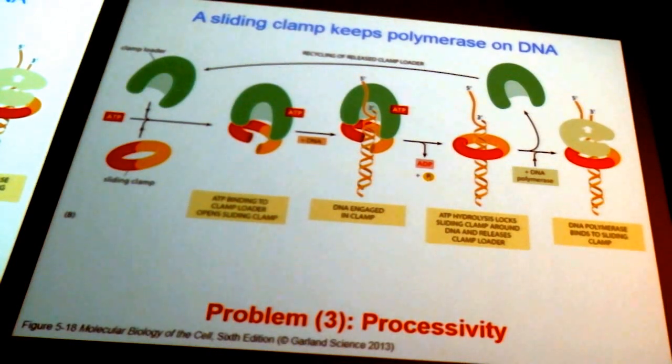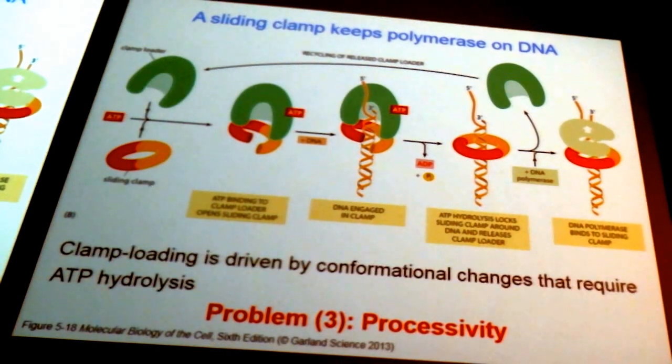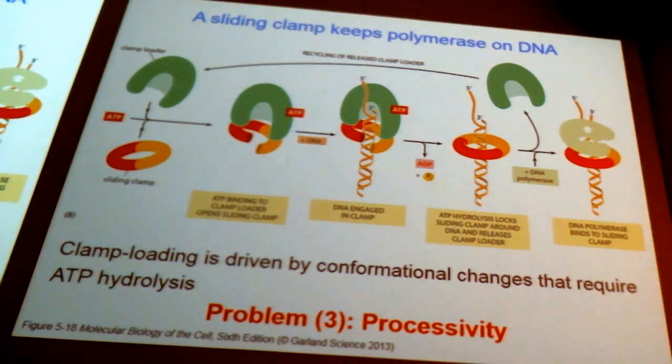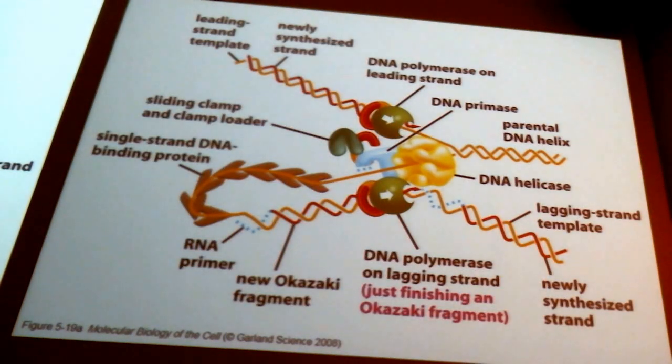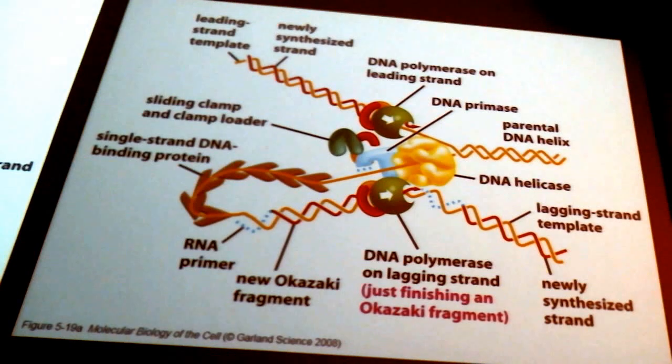Okay, so ATP is used to ensure that processivity is maintained, and clearly conformational changes are required for that. The clamp goes around and then makes sure that the polymerase stays on. Okay, and here's a picture of that. The two subunits are in two colors, and white and light green is the DNA going. So the things that we've talked about so far are only 3 of the problems, and yet they together form this big mess. Okay?